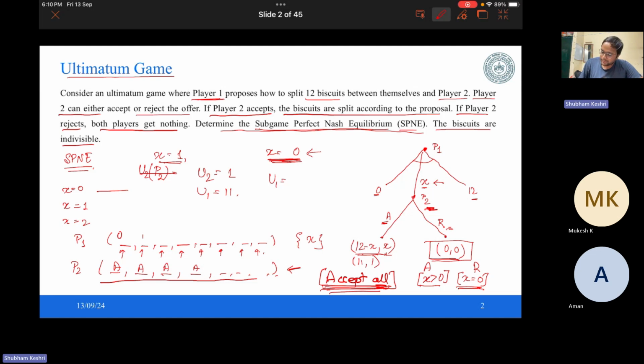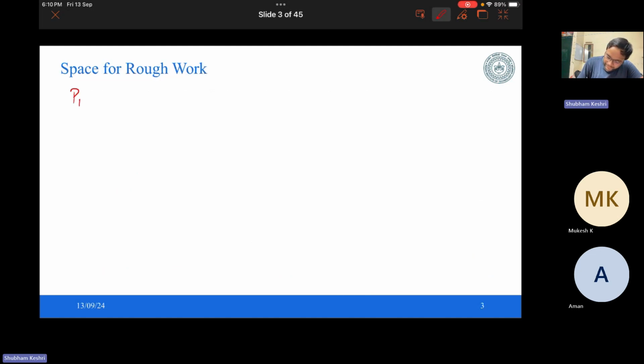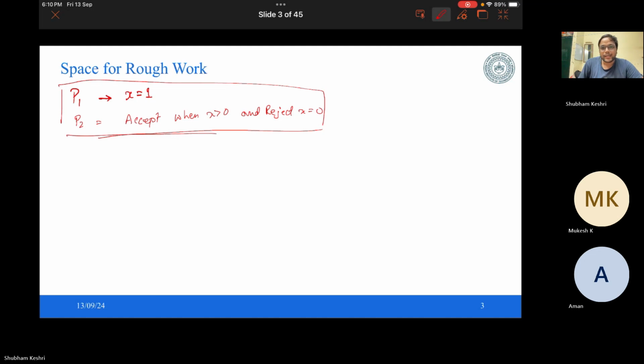the subgame perfect Nash equilibrium of this game is: the strategy of player 1 is x equal to 1, and the strategy of player 2 is accept all. You can say accept all, or maybe you can say accept when x is greater than 0 and reject x equal to 0. So this is the subgame perfect Nash equilibrium of this game, and the outcome is utility of player 1 is 11 and utility of player 2 is 1.